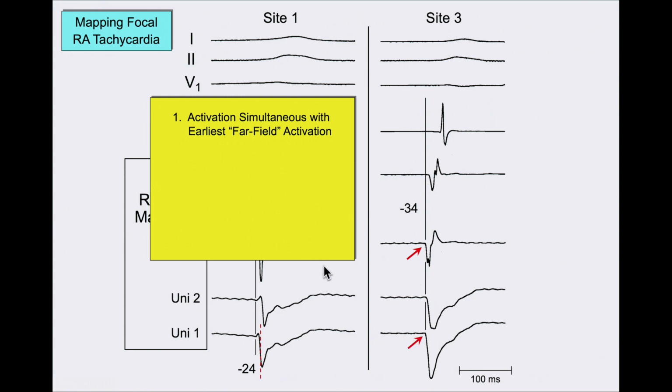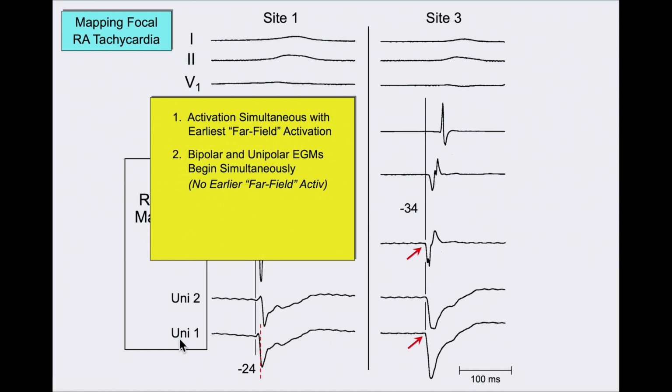Then we're going to compare the timing of onset in the distal bipolar and distal unipolar electrogram, and you see that they begin at exactly the same time. That tells us there's no earlier far field activation, so we are very, very close to earliest activation.